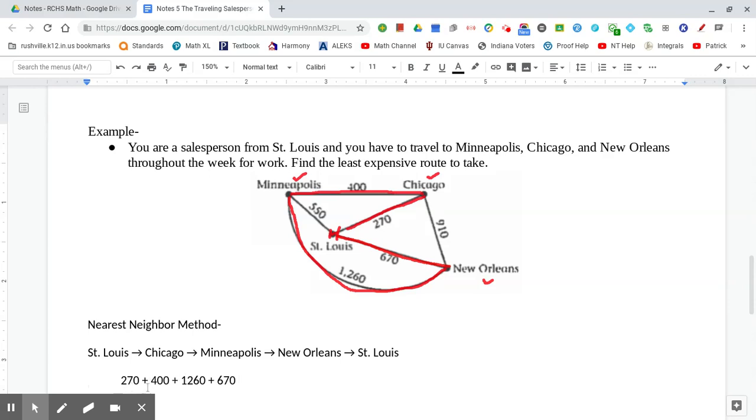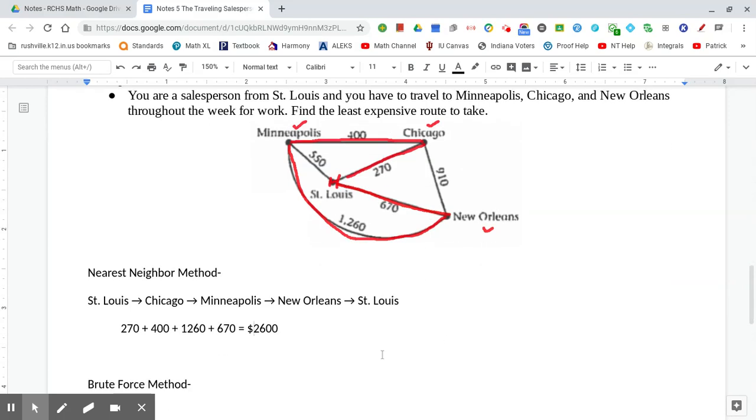I just list the weights here, and there were 4 edges being used. I'm going to add all those together, and this gives me 2,600. Which means that the total cost was $2,600 to visit each of these cities and then go back home at the end of the work week. So this is possibly the best solution.